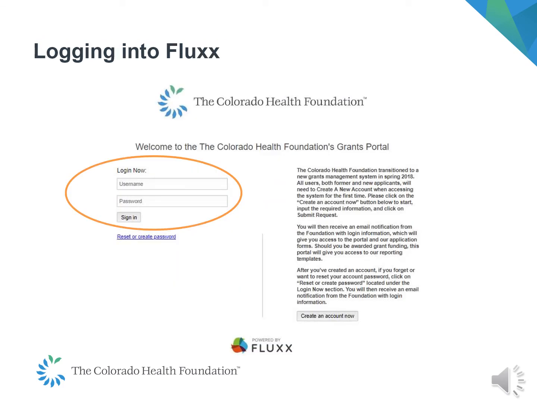Once you've received your login credentials from the Foundation via email, you'll return to the grantee portal to log in using the option at the left of your screen. Enter your username and password and click on Sign In. Note that this is also where you will come if you ever need to reset your password. While Fluxx will work with all web browsers, it is recommended that you use Chrome for the best experience while completing and submitting your application.